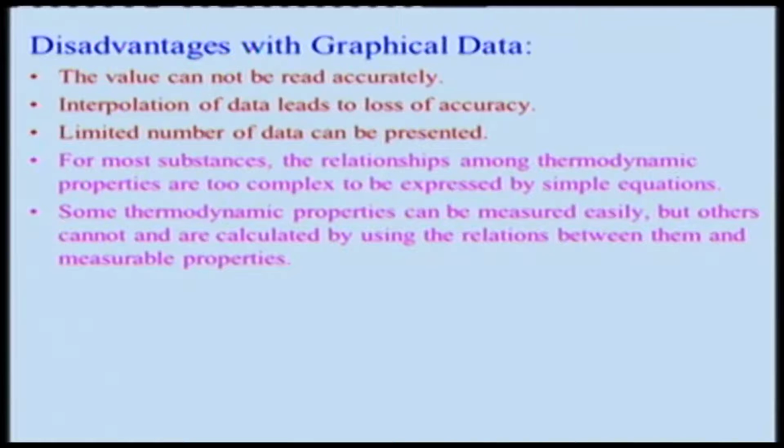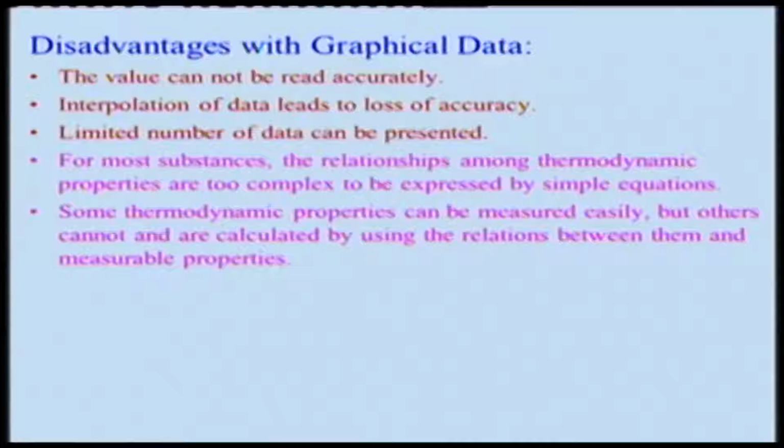Some thermodynamic properties can be measured easily, as I told, like pressure, volume and temperature. However, there are several which cannot be measured, for example entropy, Gibbs free energy, Helmholtz free energy, enthalpy and internal energy. Those can be calculated by using the measured properties, but we need a relation between them, which we will be discussing a little later on.